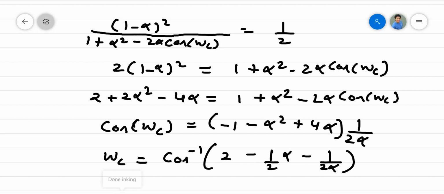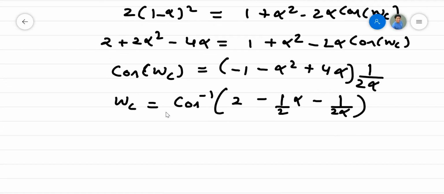So one can clearly see at this particular point we cannot put alpha equal to 0. If we substitute alpha equal to 0, then this particular relation will go to infinity, and in that case omega c does not exist. So alpha can tend towards 0 but cannot be 0. One can find out the values of alpha by using the roots of this particular system.